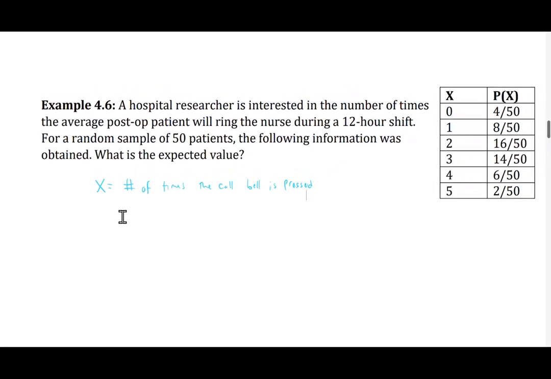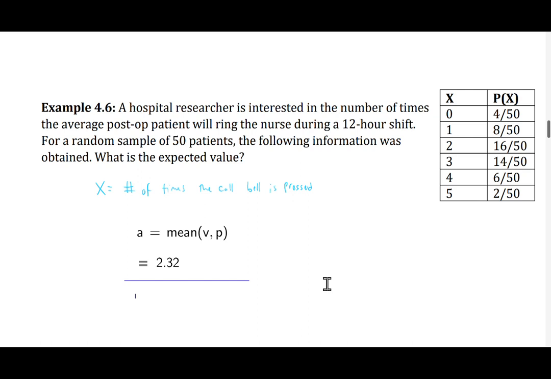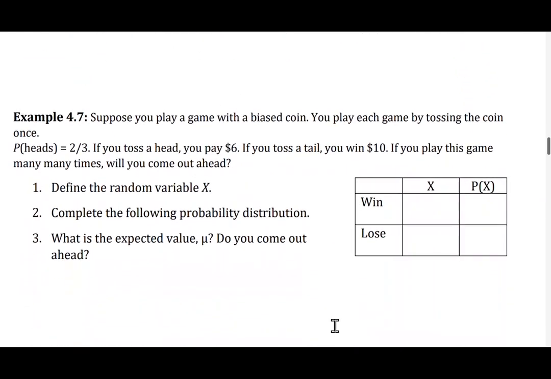So the expected number of times the call bell will be pressed is 2.32 times. Again, we showed with GeoGebra that the sum of p of x is equal to 1. We have one more example prepared for today.